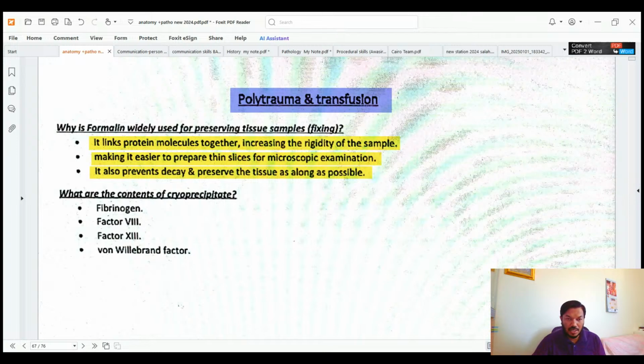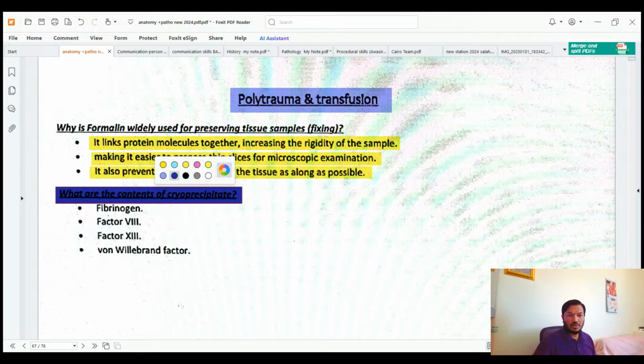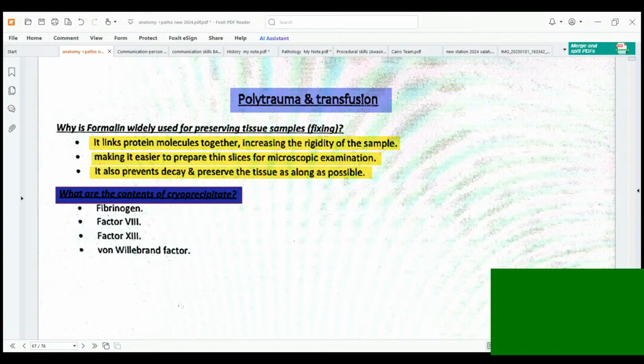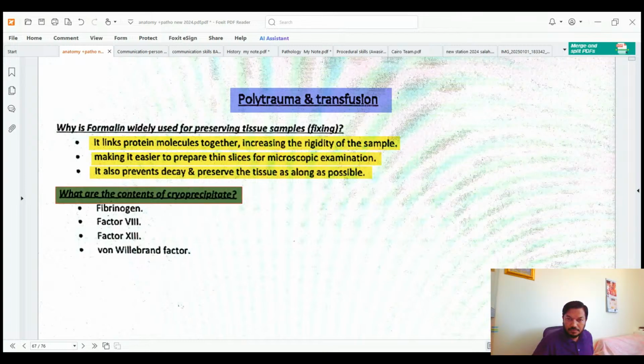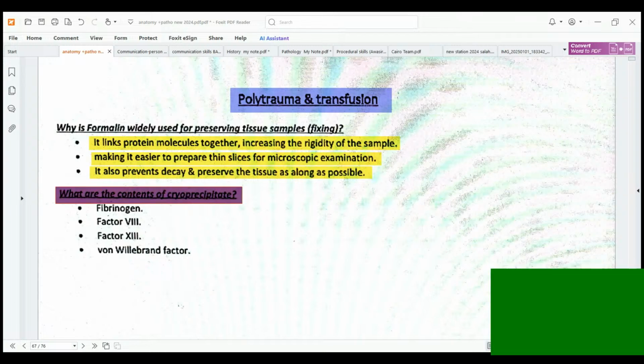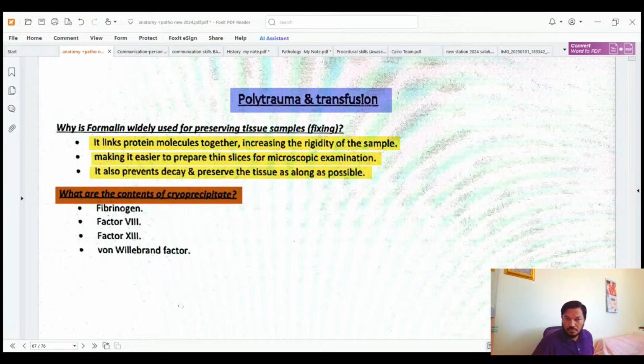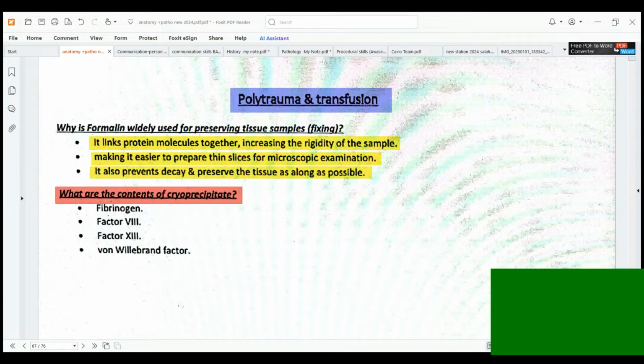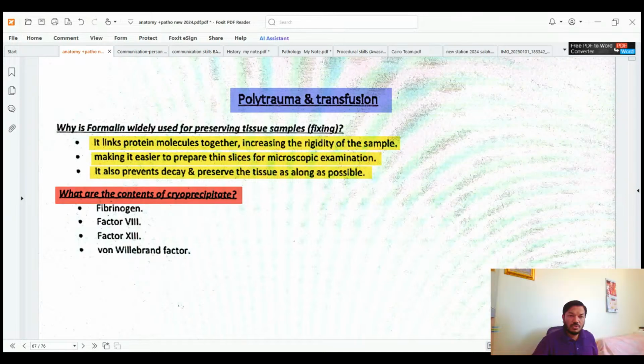What are the contents of cryoprecipitate?